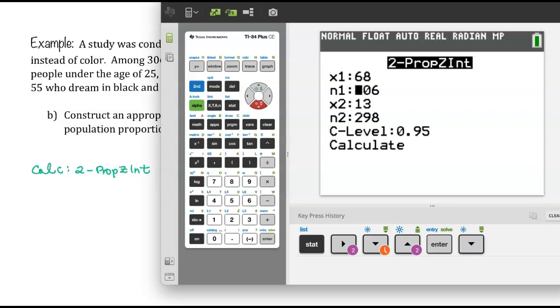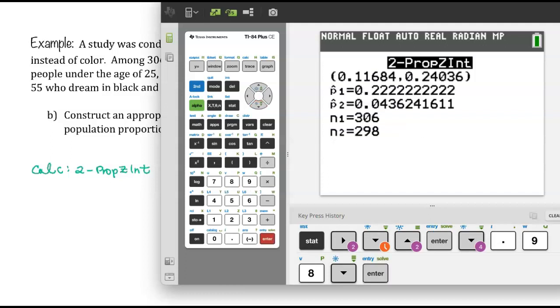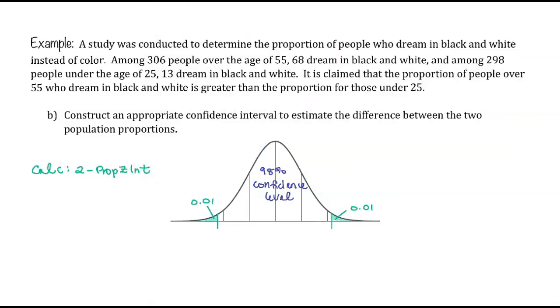What we do need to adjust is the confidence level. We want a confidence level of 98%, or 0.98. And now we want to press enter while calculate is highlighted. This gives us our confidence interval from 0.117 to 0.240. Let's take this back to the example. We have a 98% confidence interval estimate for the difference between the two proportions of 0.117 to 0.240.